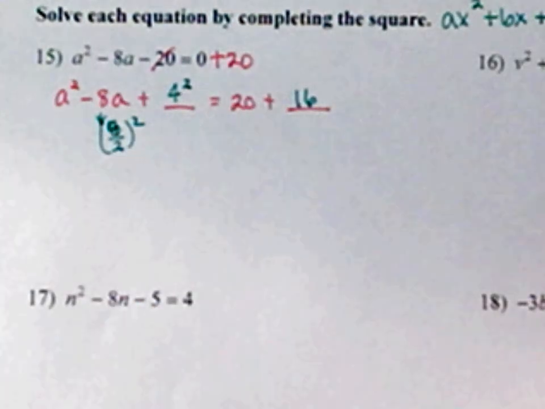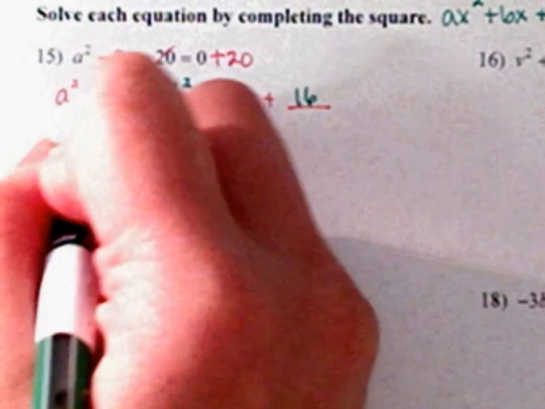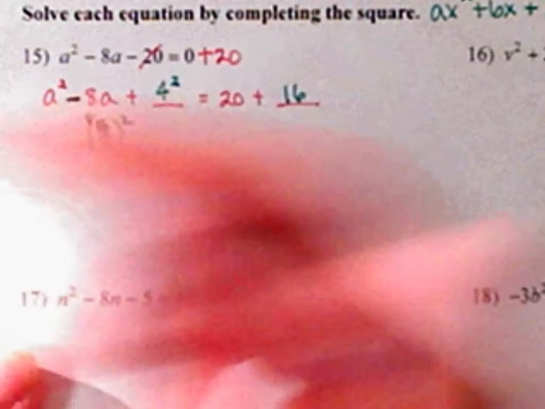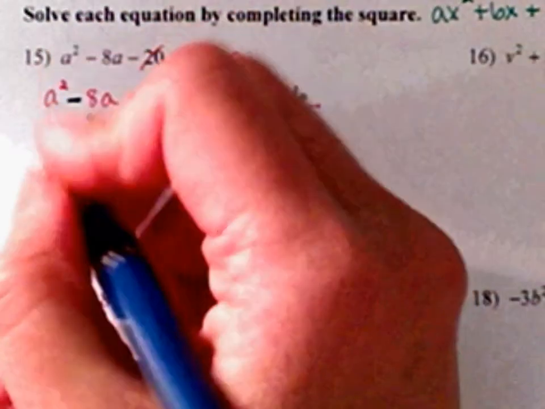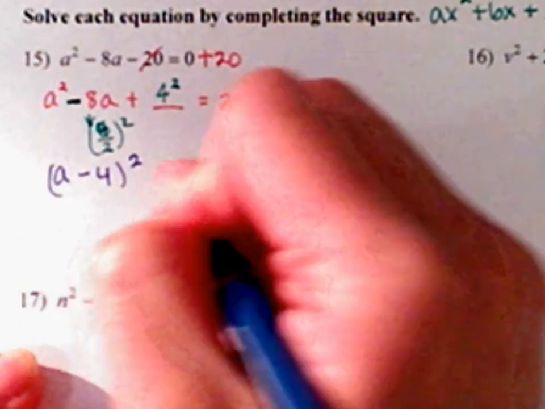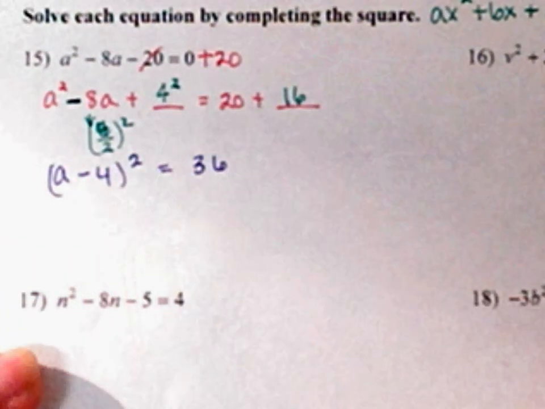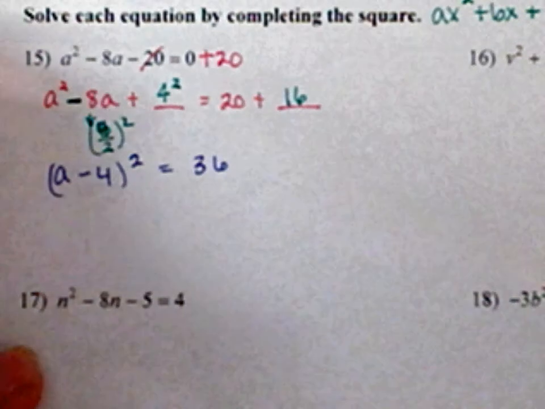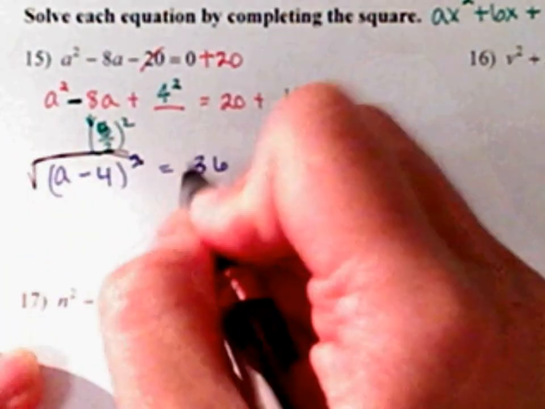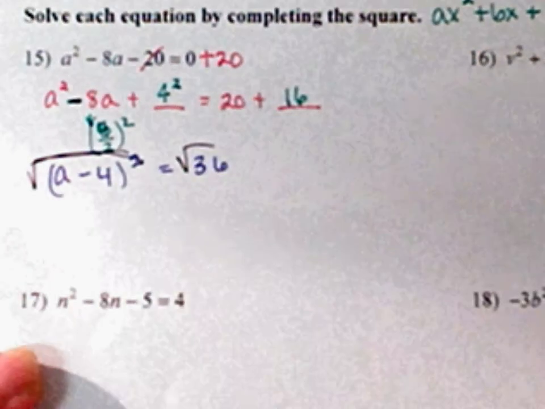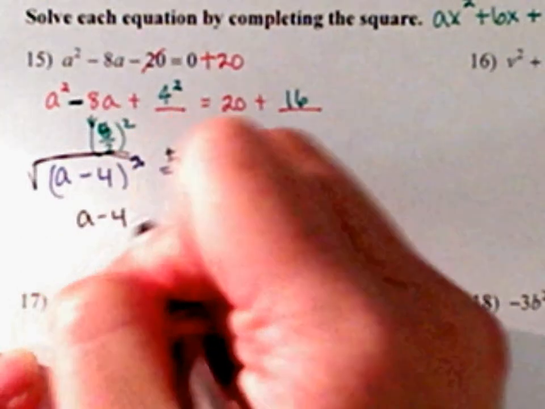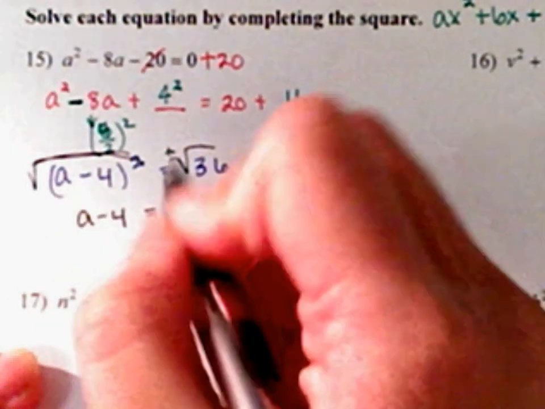Whatever this sign is, make sure you bring it down with you. So now I'm going to rewrite it to make it look like squares. So you have a minus 4 squared is equal to 36. Continue solving. How do you solve for that? How do you get rid of the square? You take a square root. What you do to one side, you do to the other. And when you do square root, you have two solutions. So a minus 4 is equal to plus or minus 36, which is plus or minus 6. Okay?